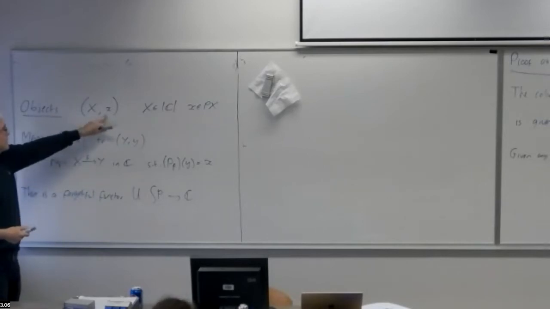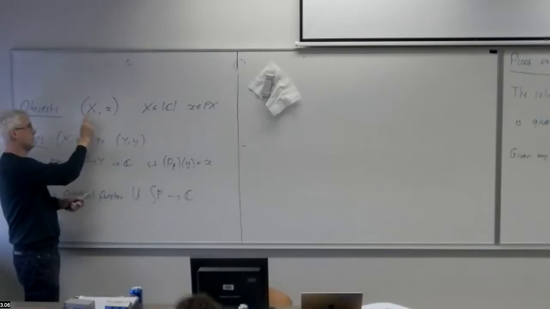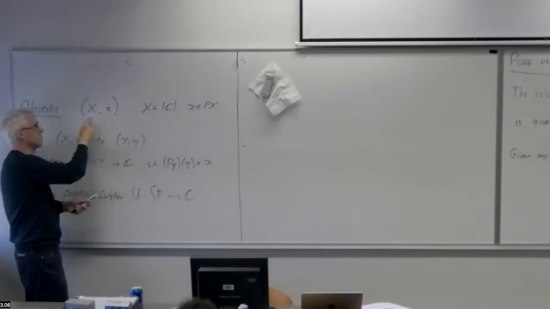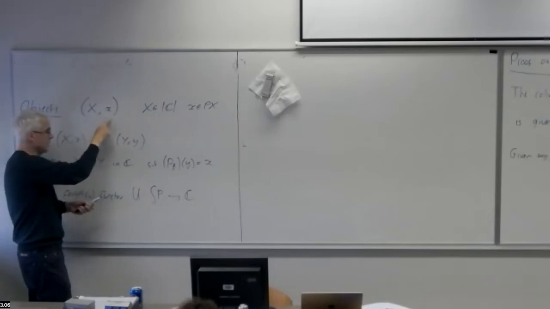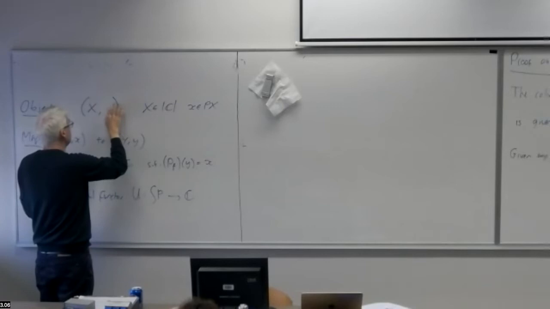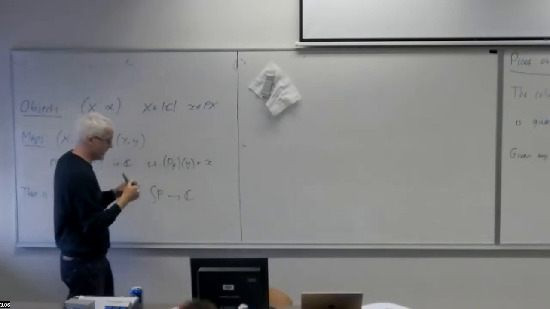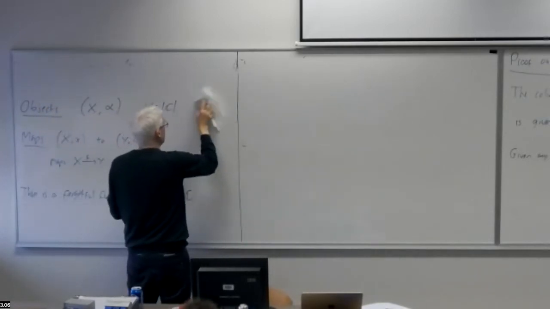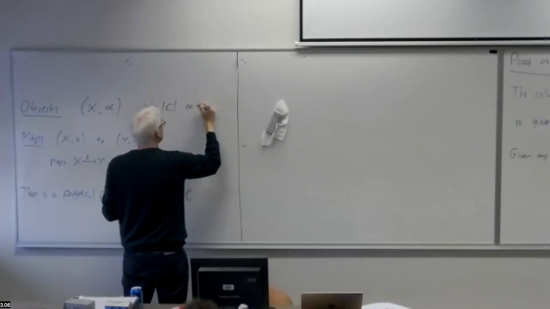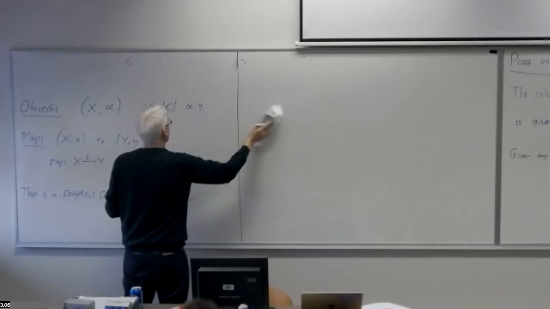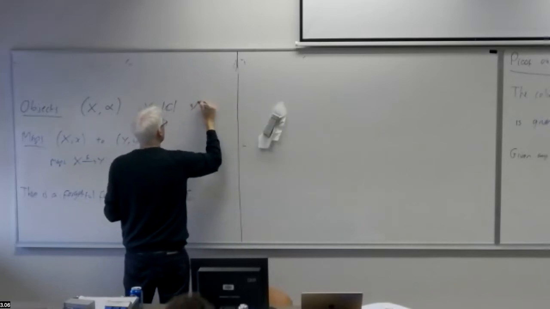But we could write this differently because our objects are of the form an object of C together with an element of the presheaf at that object of C. But the elements of the presheaf, by the Yoneda lemma, are in one-to-one correspondence with natural transformations from the representable for X into P. So instead of putting an element here, we can replace this with an alpha. It looks like we're making things more complicated. Well, now alpha is a natural transformation from the Yoneda of X into P.